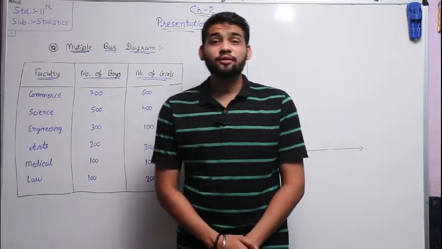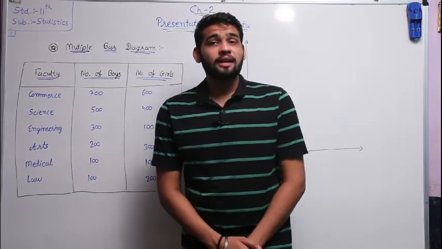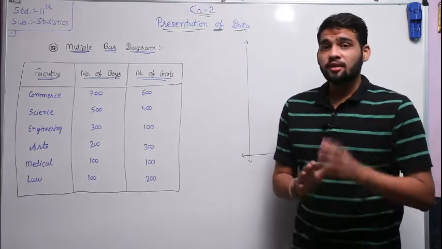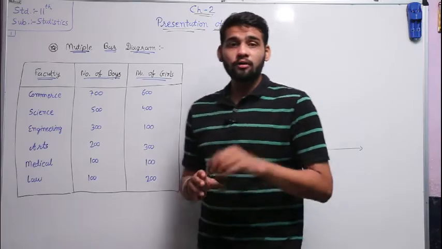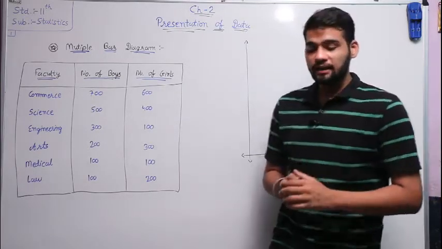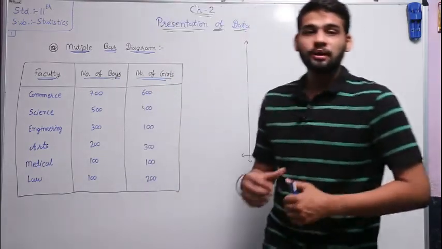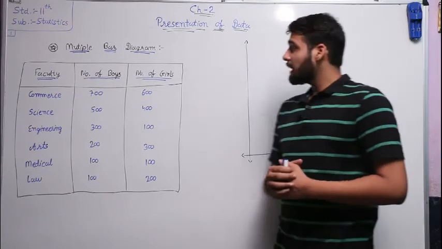In the previous lecture we discussed what a diagram is and its types. I hope you all understood. We also discussed the first type of one dimensional diagram. What is the first type, students? Simple bar diagram. I hope you all understood how to draw a simple bar diagram.